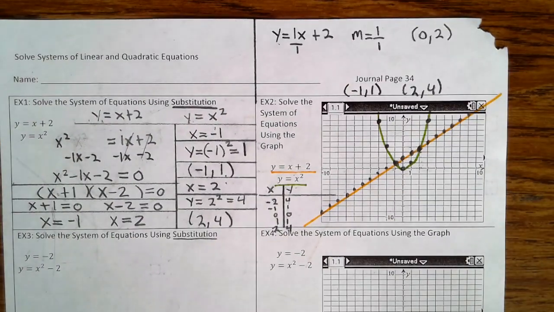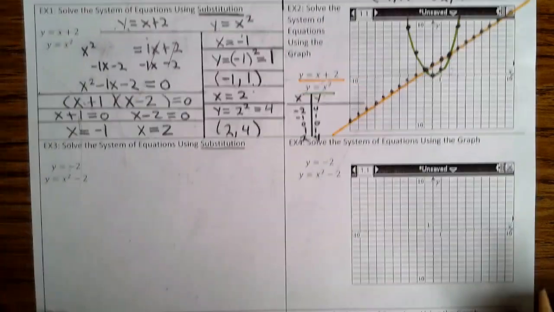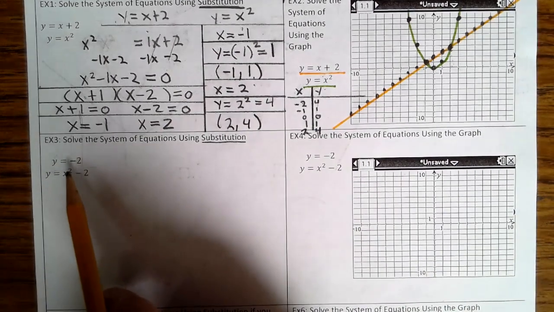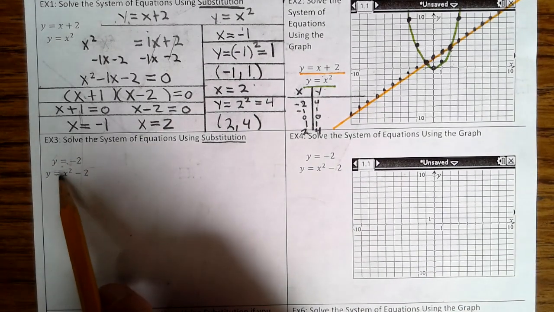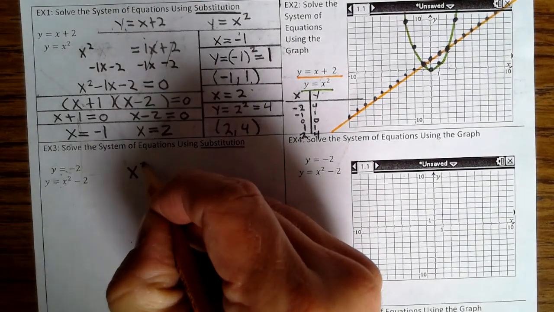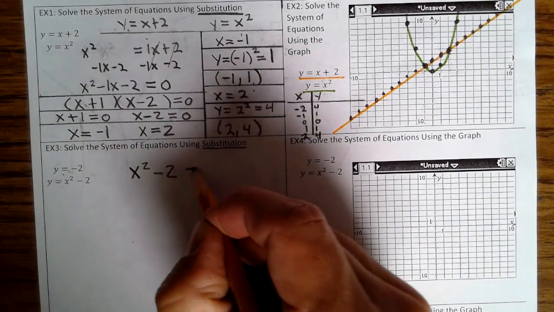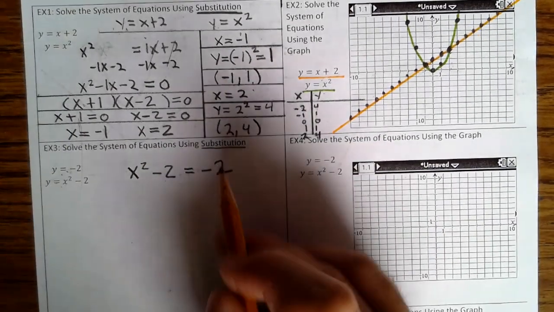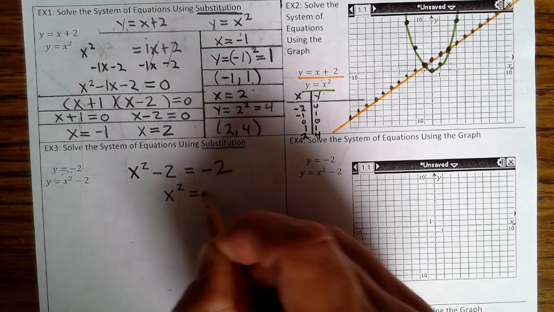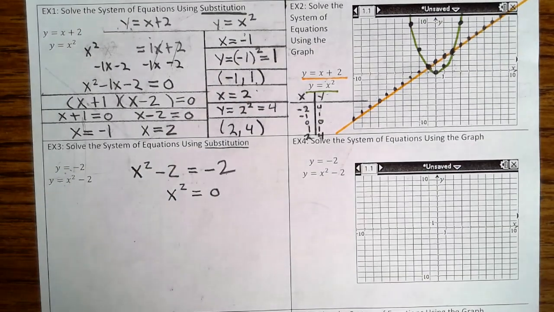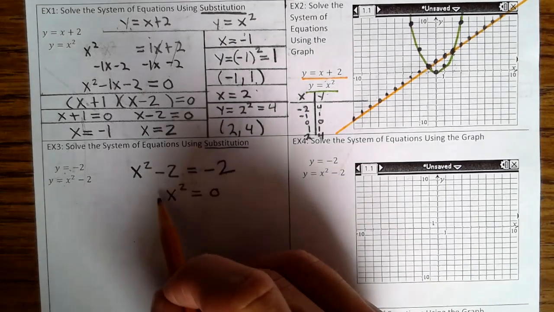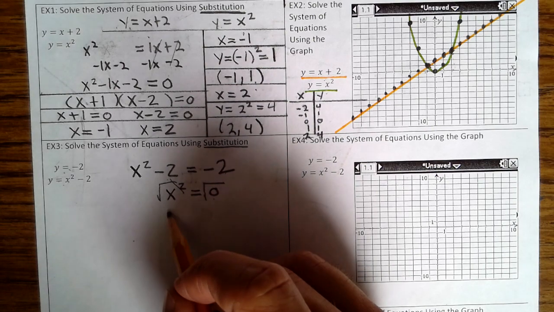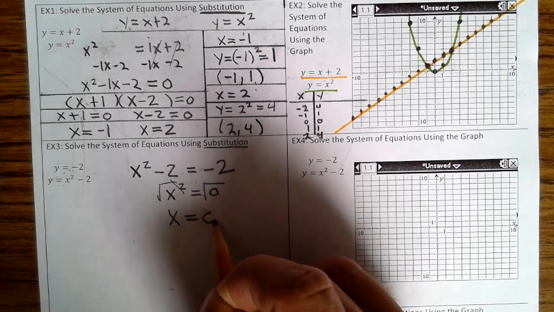All right, so go ahead and finish up example 2. All right, example 3. Solve the system of equations using substitution. Now, like example 1, you can see that since they're both equal to y, we can set them equal to each other. So we have x squared minus 2 equals -2. Then let's solve. We add 2 to both sides, so you get x squared equals 0. Take the square root of both sides. The square root unsquares a square, so x equals the square root of 0, which is 0.